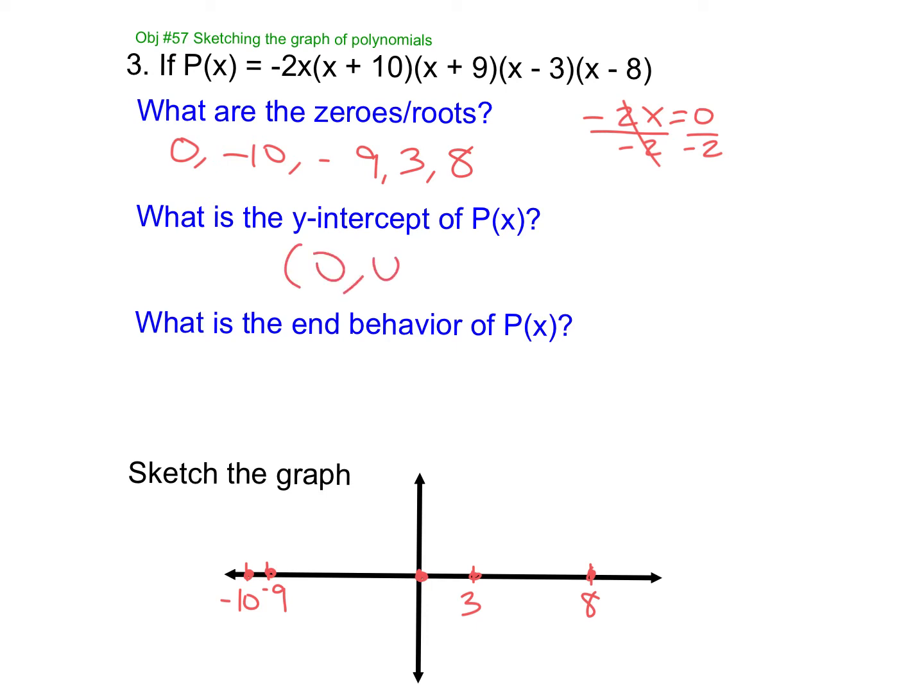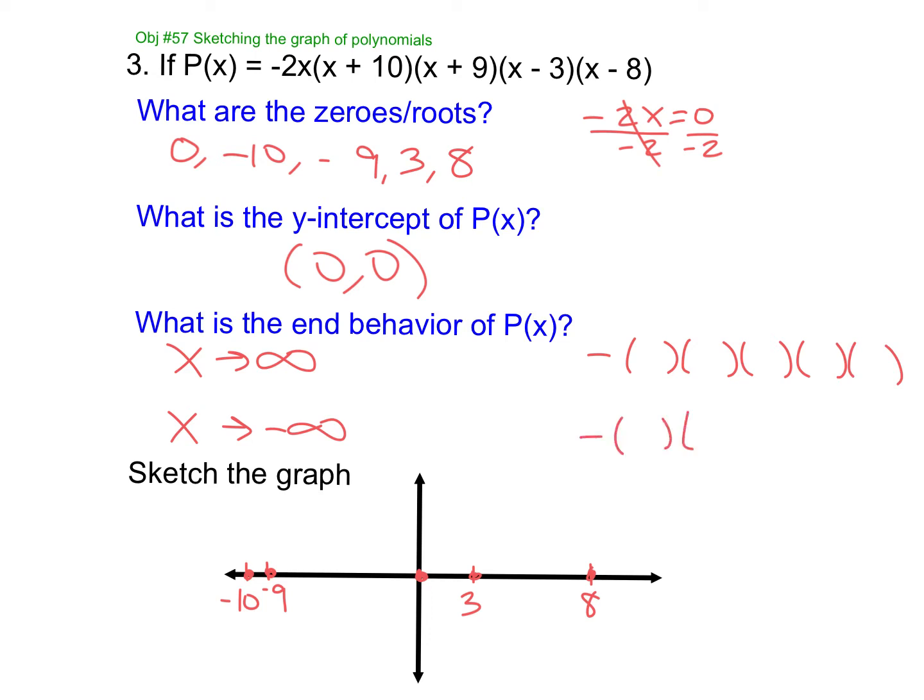X-intercept is 0, 0. X approaches infinity. X approaches negative infinity. So I've got that -2, and then my x, x plus 10, x plus 9, x minus 3, x minus 8. I'm ignoring the 2 because that doesn't really matter. If you want to make it -2 out front, go for it. You don't really need to. So if we plug in a bunch of pluses up top, what do I get? I get a negative. Y goes to negative infinity.